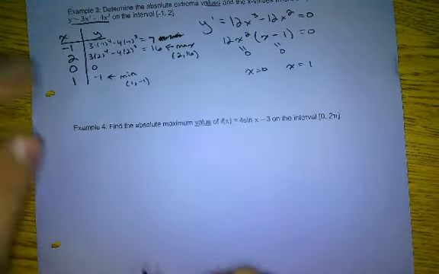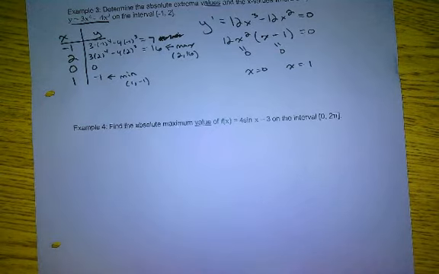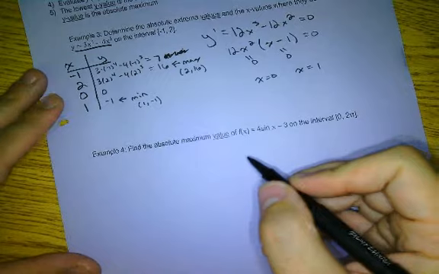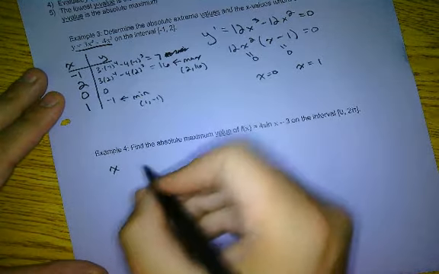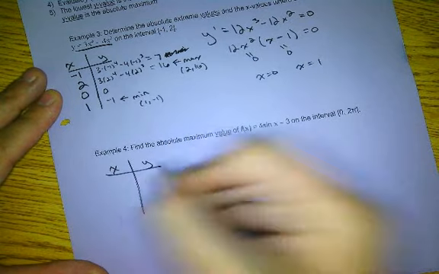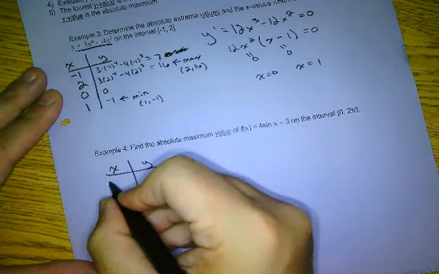So why don't you go ahead and try 4 on your own, so you might want to pause the video. I understand it's trig, but we need to get really comfortable with the trig. So go ahead and pause the video and try it on your own. Okay, so I'm going to do this. So I'm going to make a little table, my x and y table. My endpoints are 0 and 2 pi.